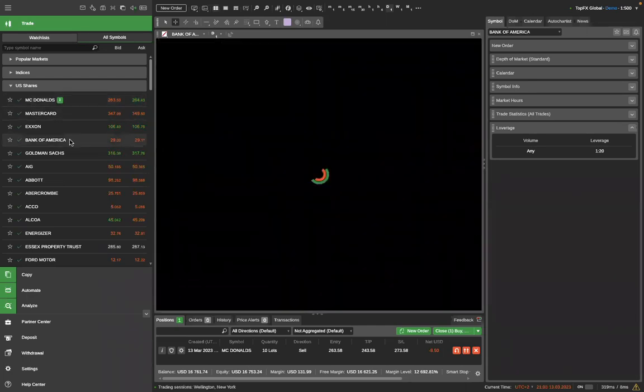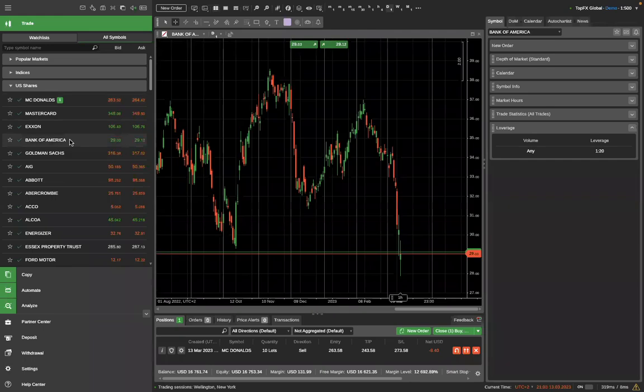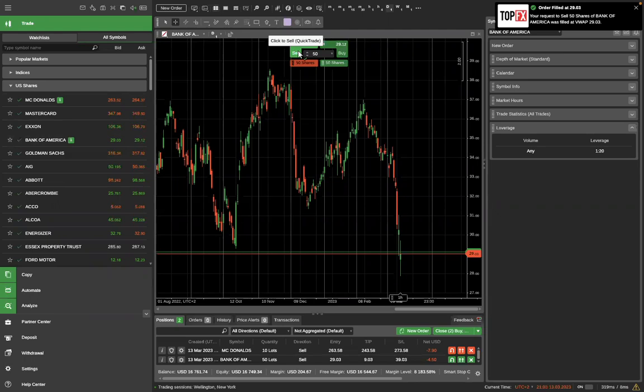Okay, let's take a look at Bank of America, because today there's not a good situation in the banking sector. So what do we have here? Let's sell 50 as well. That's not a problem. And as you can see, I have one position open on Bank of America as well. So I opened two positions, one on McDonald's, the second on Bank of America.